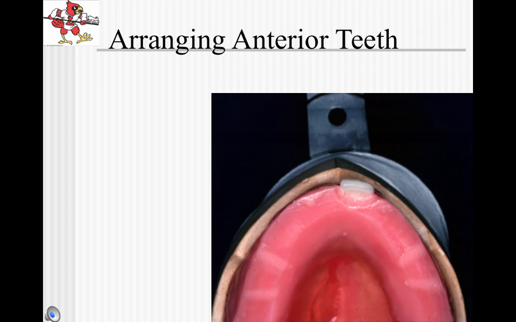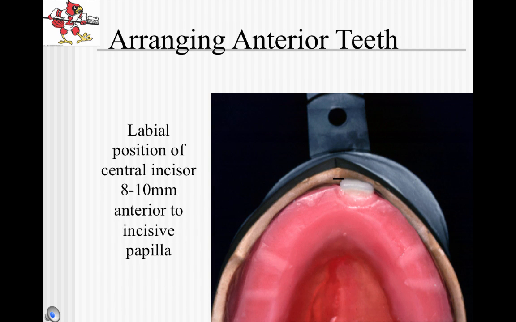First, you should note the labial position of the central incisor. The most labial point is at the 8 to 10 millimeter anterior to the middle of the incisive papilla point, but it should also be positioned to create the curvature of the arch form by positioning that distal aspect to turn slightly to form the arch form.